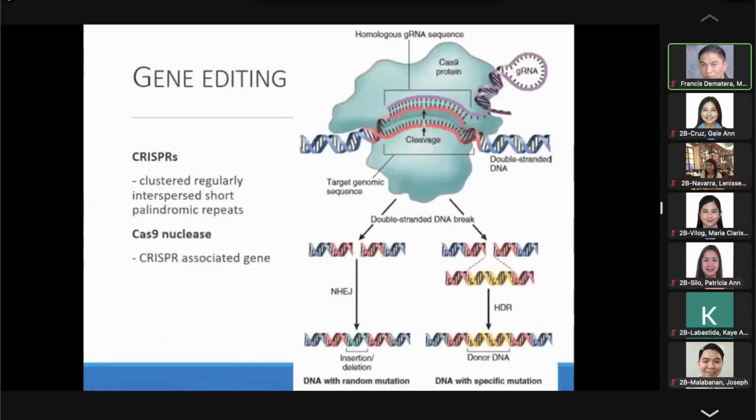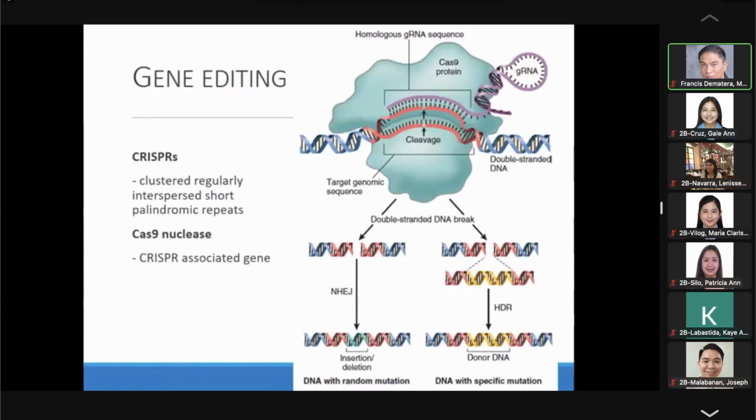Now we go to gene editing. So technological advancements have led us to uncover the possibility of being able to edit genes. So, gene editing enables us to change an organism's DNA. You can add, remove, or alter particular locations in the genome. So, this is the CRISPR and Cas9 complex.